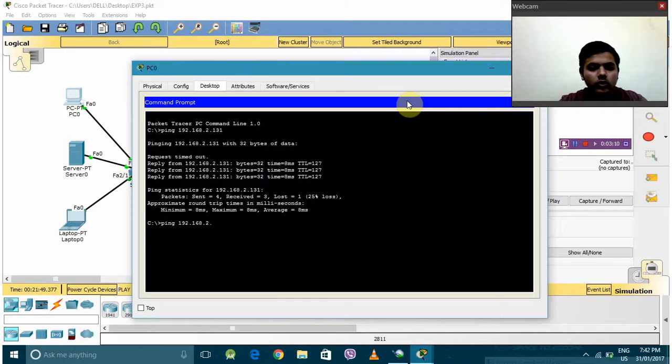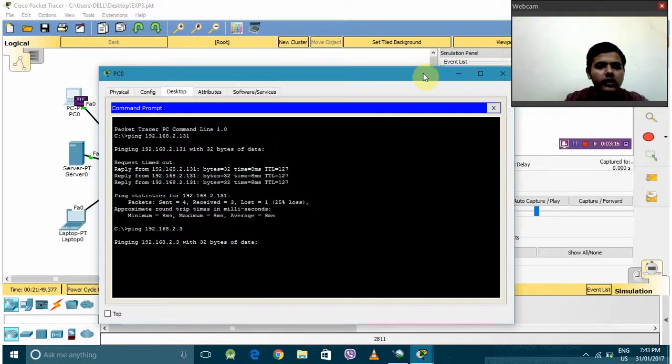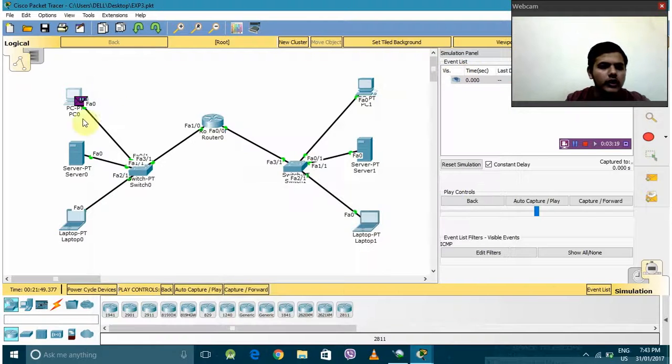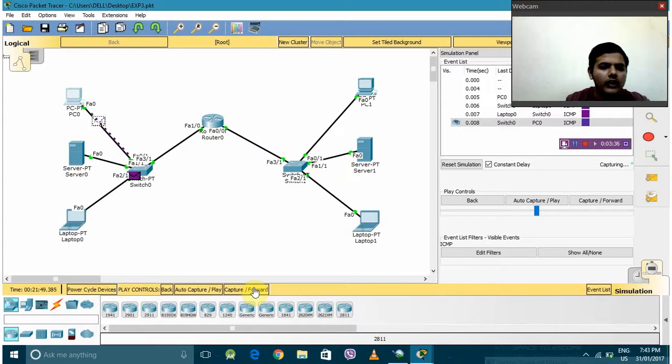192.168.2.3, let's say. As you can see here, 3 lines are coming. This shows that our packet is being prepared. Now capture forward. As you can see, the packet reached there, and again it came back. So this was in the same network.